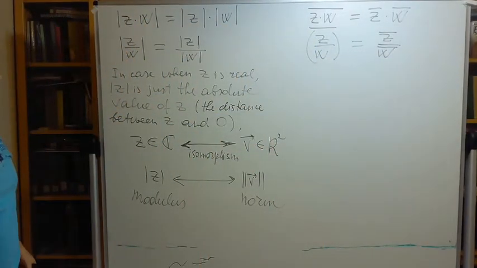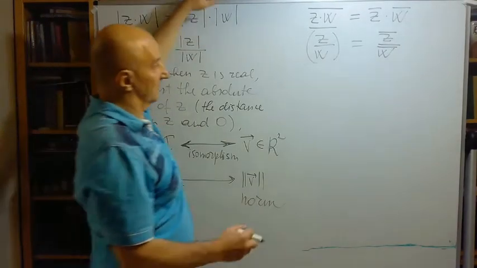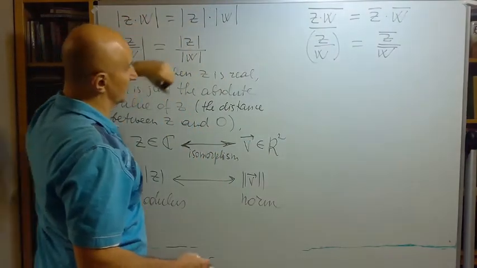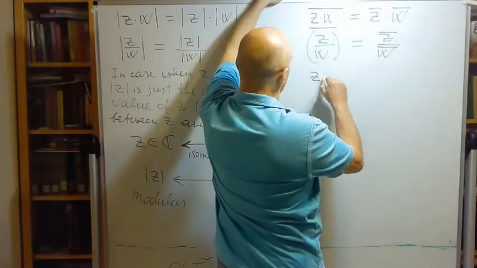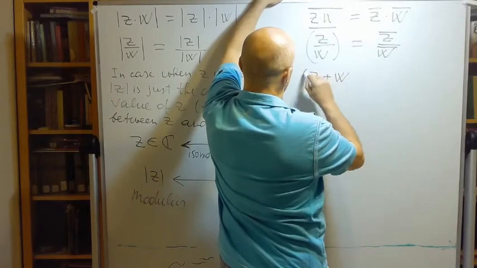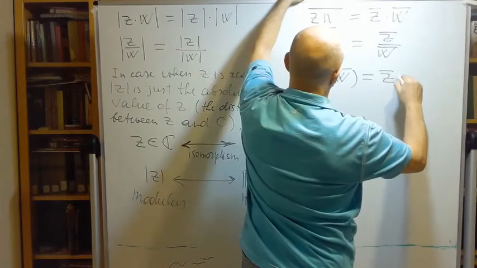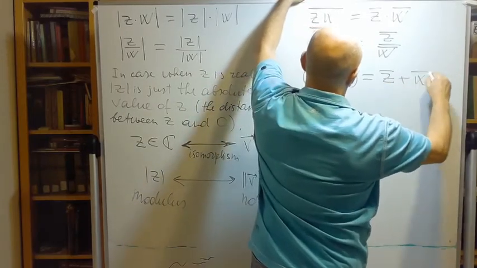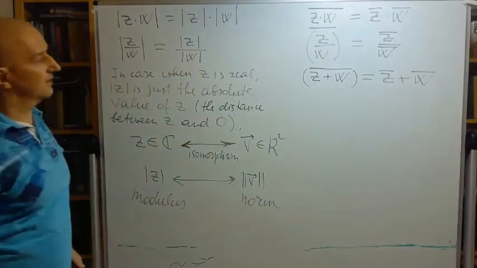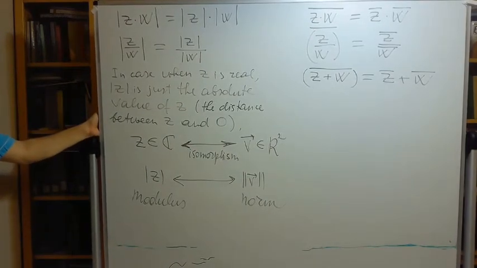It's interesting that these properties also hold, yes? Also, in contrast with the properties of moduli, the conjugate of z plus w is z conjugate plus w conjugate, which is quite easy to prove. Yes, it's trivial to consider.